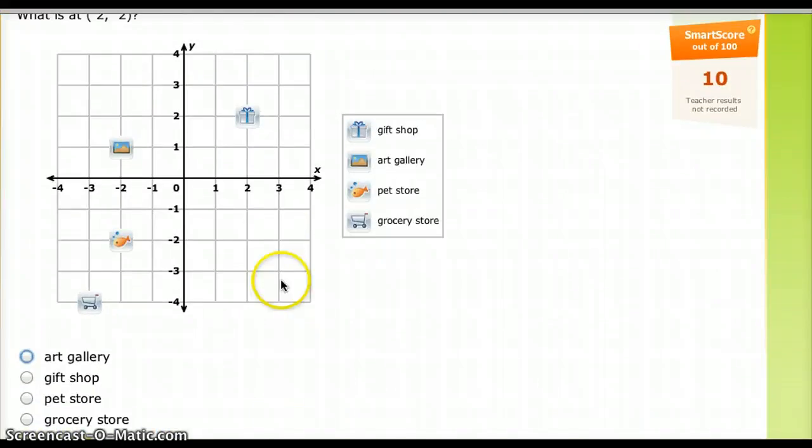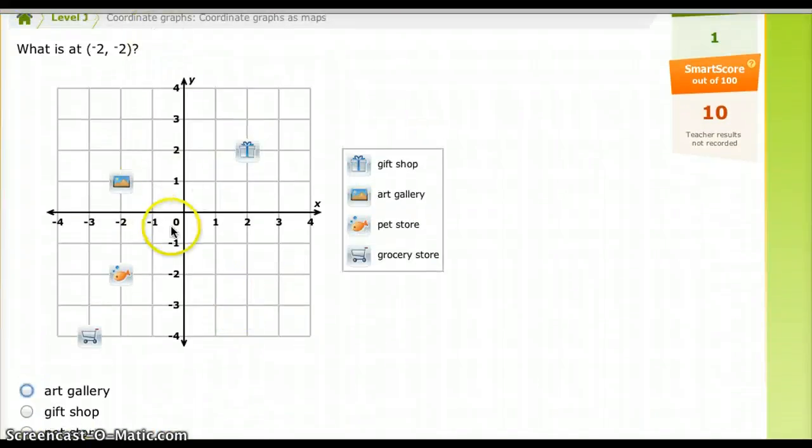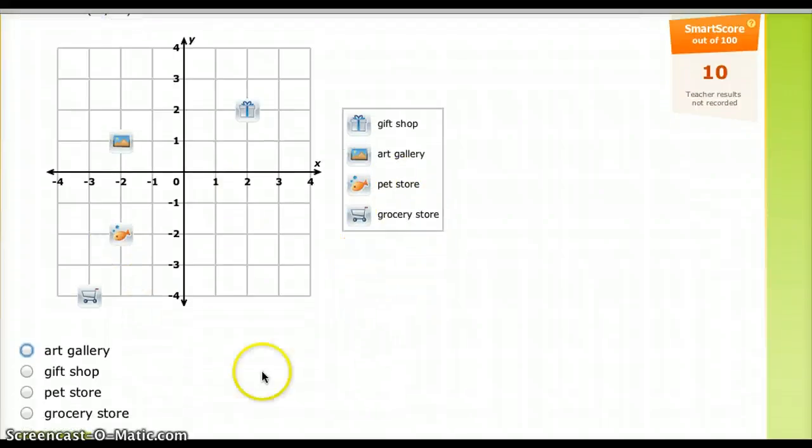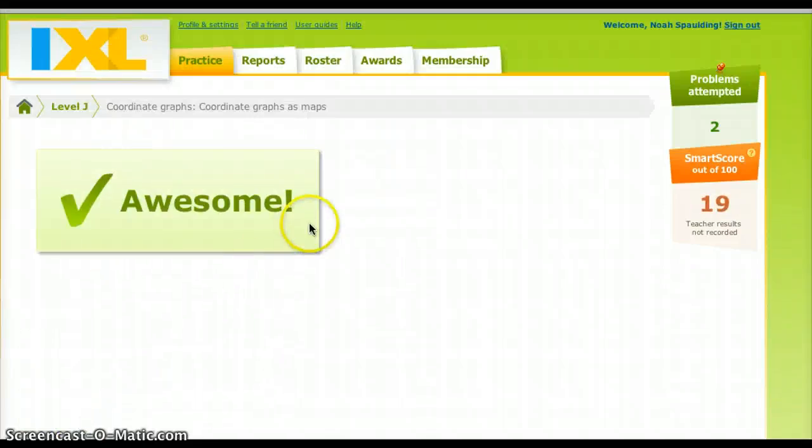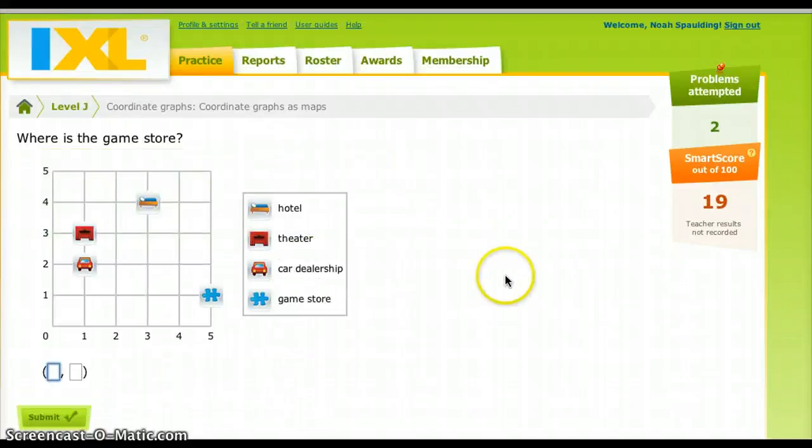Okay, again, they're asking, what is that? -2, -2. Okay, so start at the origin. -2, right or left. In this case, it's to the left, and then -2, which is down. So it's a little fish, which is the pet store. Okay, click on that pet store. Great.